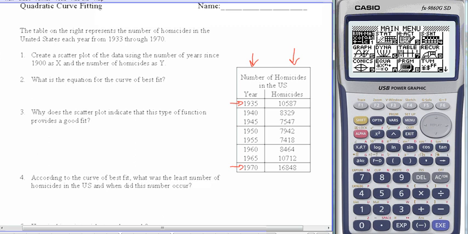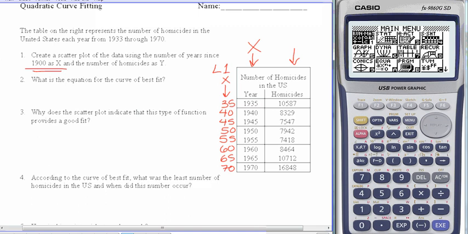It says create a scatter plot of the data using the number of years since 1900 as X. So that's our X list right here. But instead of putting in the actual year, I'm going to simplify it because my calculator gets a little confused when I enter such big numbers. So 1935 would be 35 years, 40 years, 45 years, and I'm entering the number of years since 1900. So basically I'm just leaving off the 1900 part. Okay, and this is what's going to be my X value.